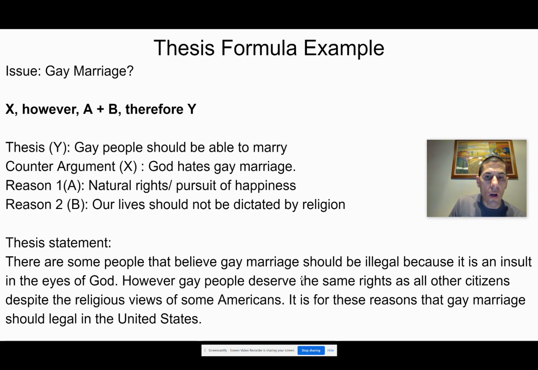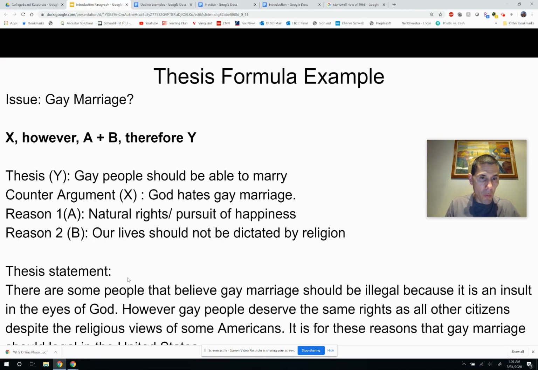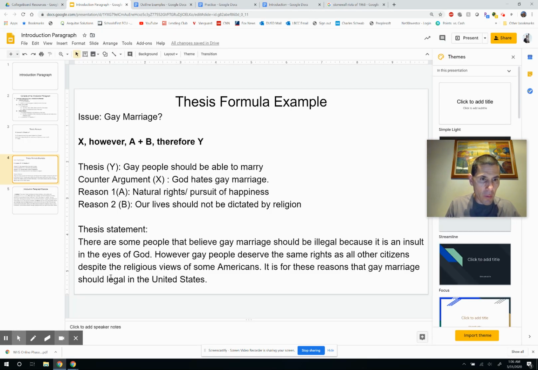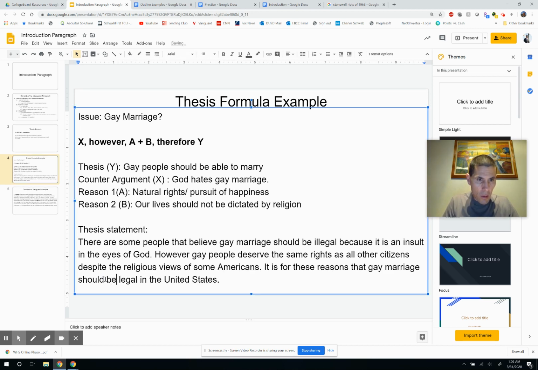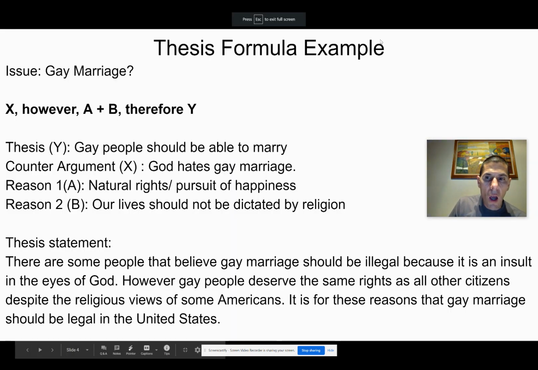Now we get to our thesis statement. It is for these reasons that gay marriage should be legal. Oops, I had to proofread my own stuff. See, it's important, guys. Should be legal in the United States. So this is an example of a thesis formula.